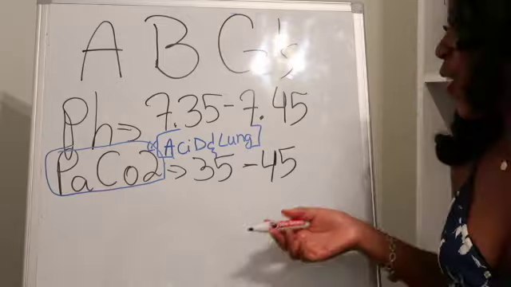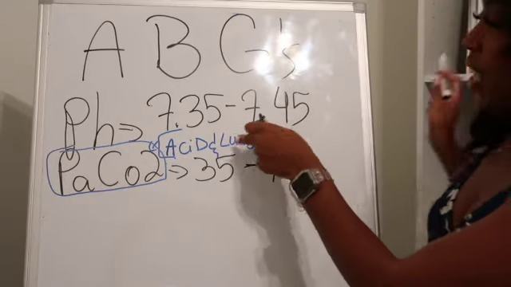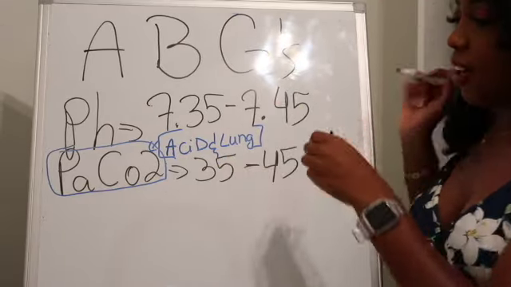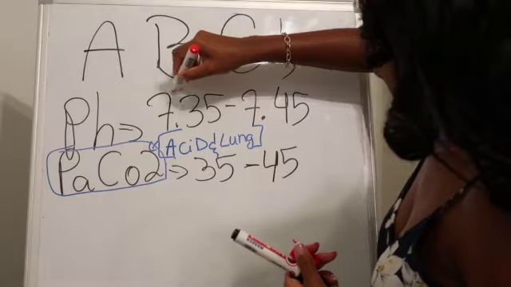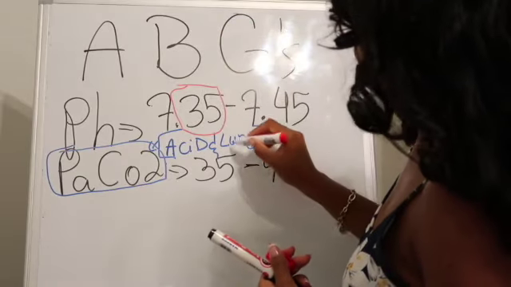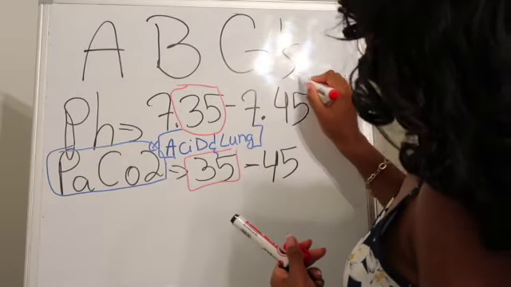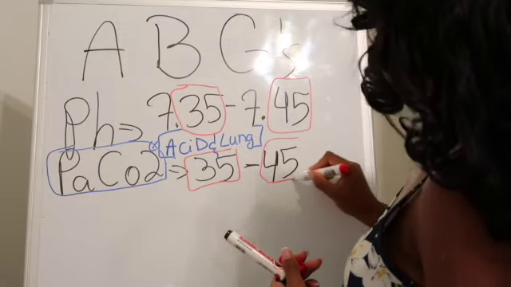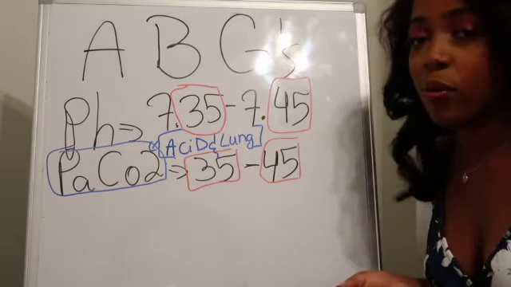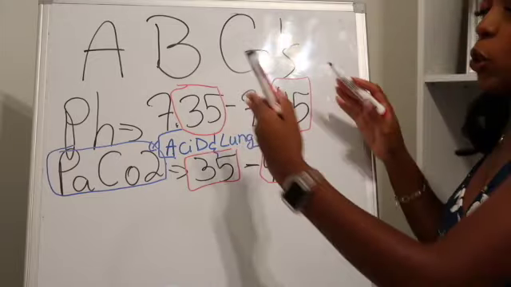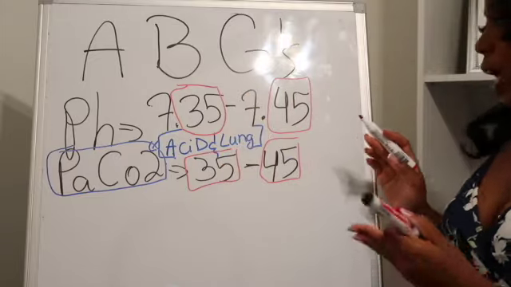And what do you know? It matches the pH, 7.35. Look at that. It matches the pH, so it'll help you memorize. 35, 45. So as you guys see, it matches, so that can help you in memorizing, okay? So if you know one, you will automatically know the other one, okay?